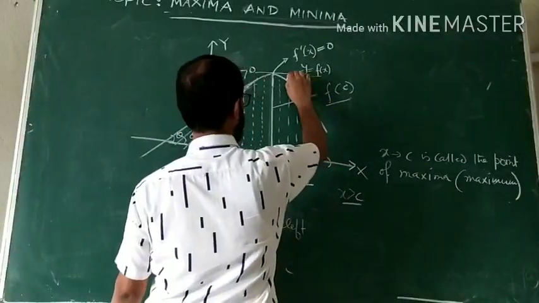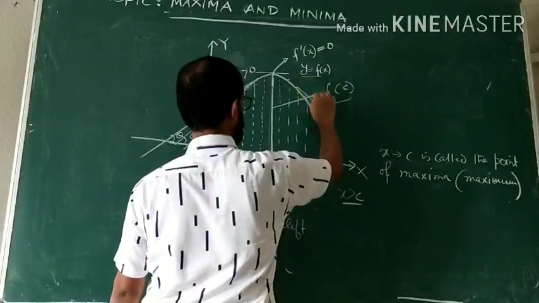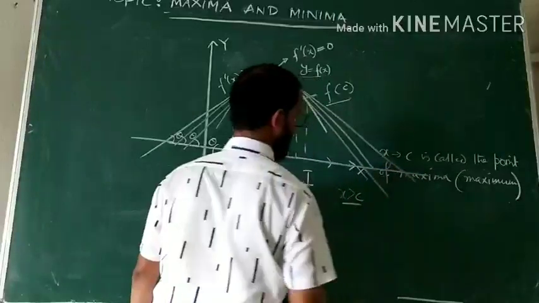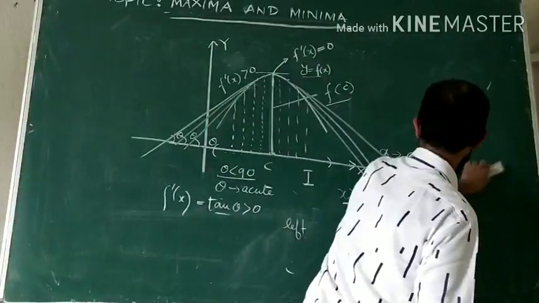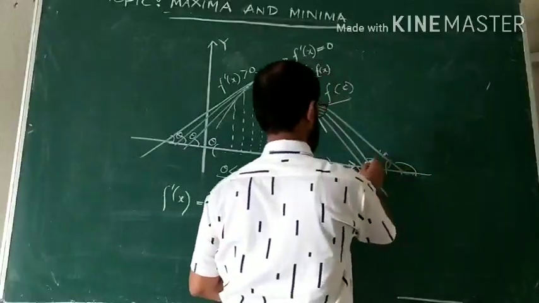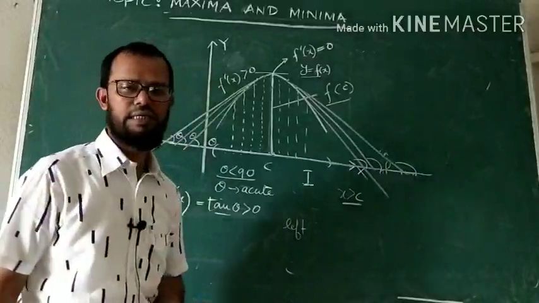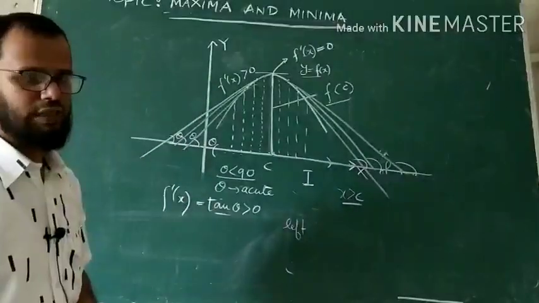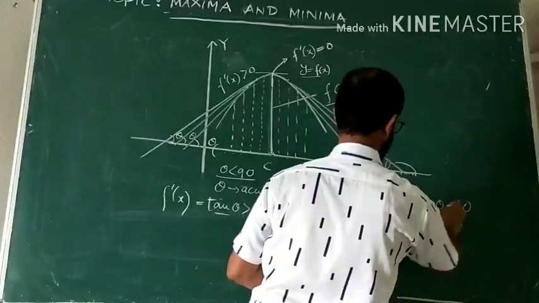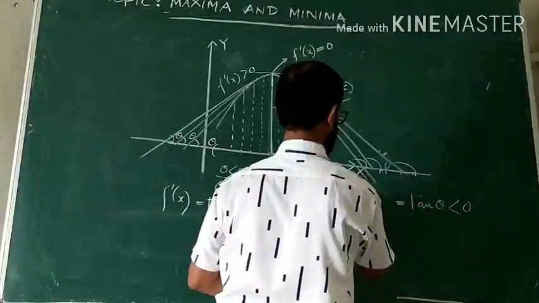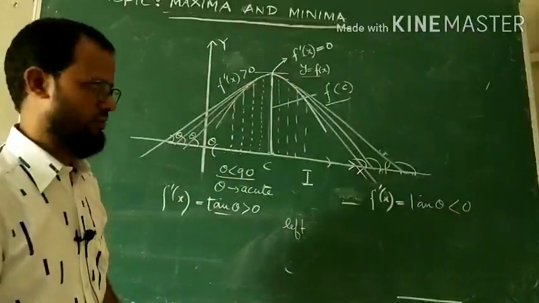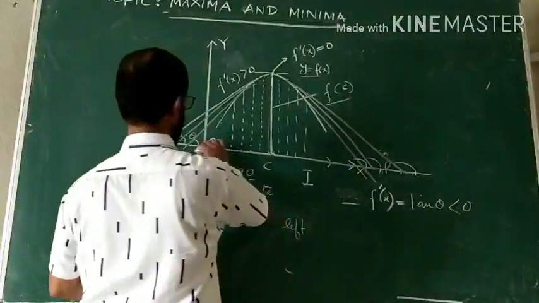When it crosses C and moves toward the right, you get points, and at every point you get a tangent. You see that the tangents are making angles, and these angles are greater than 90 degrees, called obtuse angles. For an obtuse angle, we know that tan theta is less than 0. And tan theta means f dash x. That means f dash x is less than 0.